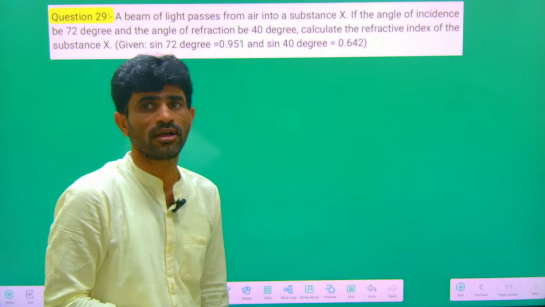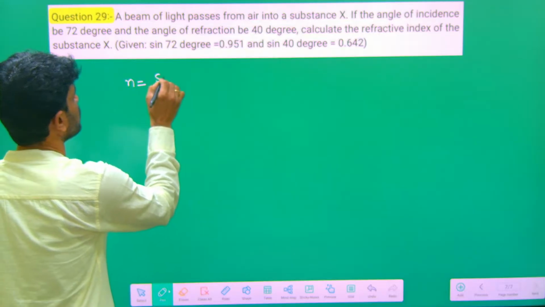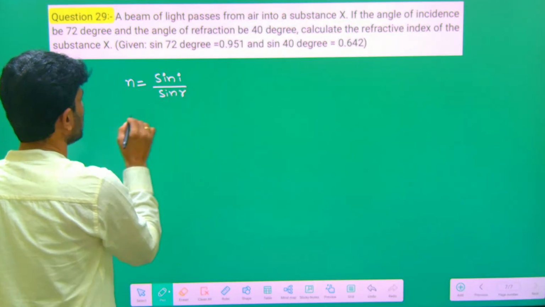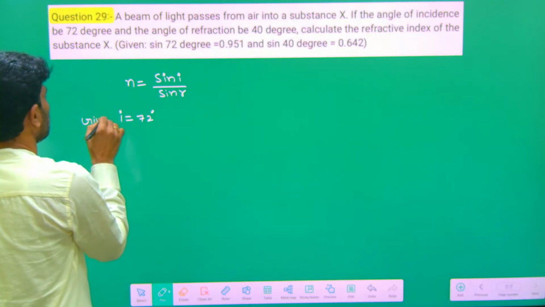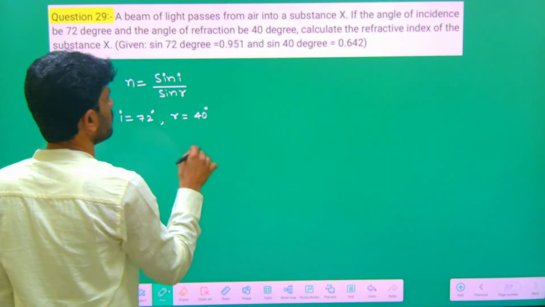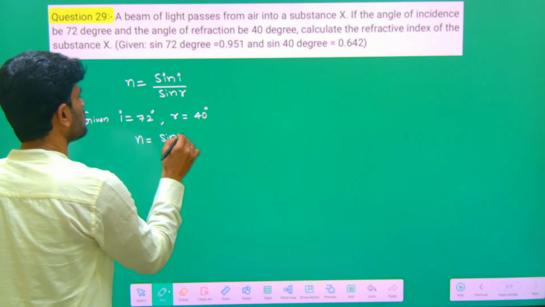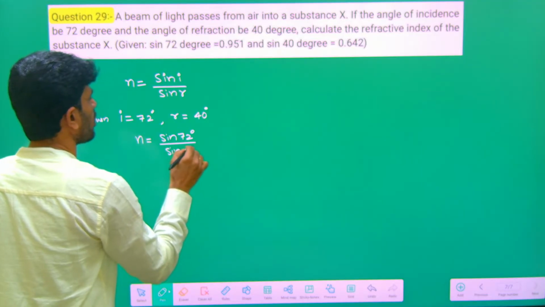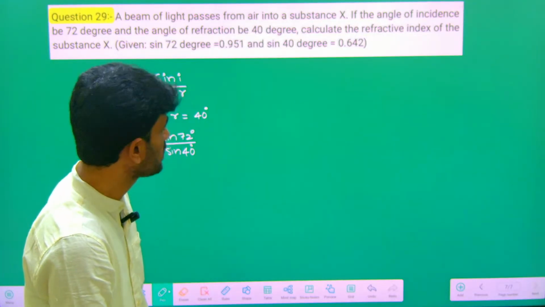So we have to use the formula n is equal to sin i by sin r. So refractive index, what is the formula? n is equal to sin i by sin r. Here we know i is equal to 72 degrees is given, r is equal to 40 degrees. We should substitute these in the formula. Then n is equal to sin 72 degrees by sin 40 degrees. But what is the problem here? We do not know sin 72 degrees and sin 40 degrees.